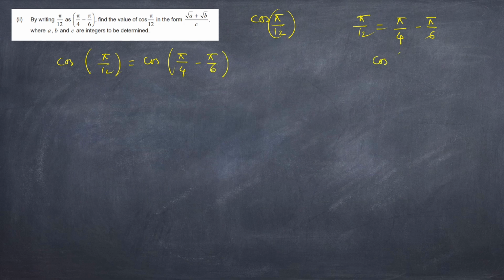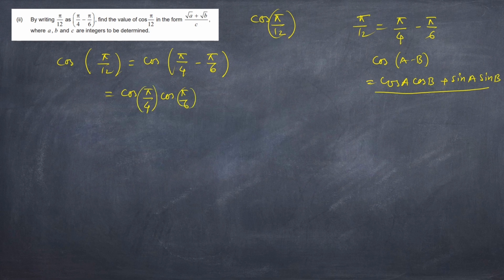and we know the formula of cos(A minus B), that is cos A cos B plus sin A sin B. So this is the formula. Obviously, you need to remember all the formulas to get a good mark in your particular examination. So from here we can write it is cos pi by 4 cos pi by 6 plus sin pi by 4 into sin pi by 6.